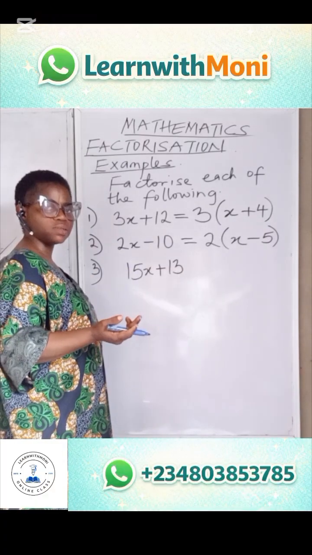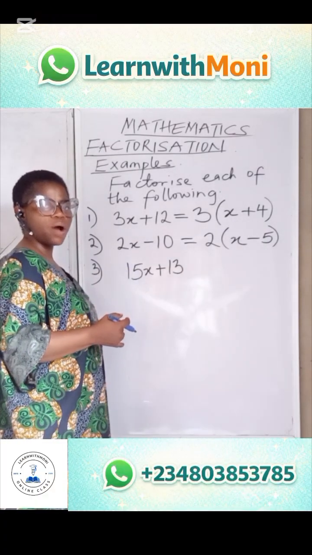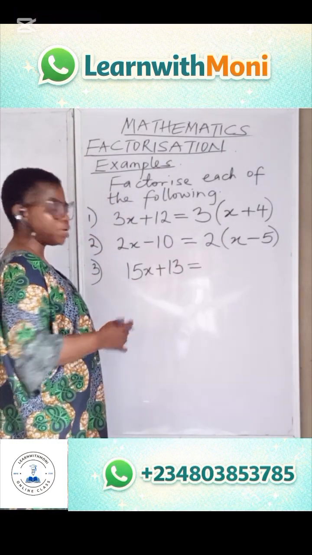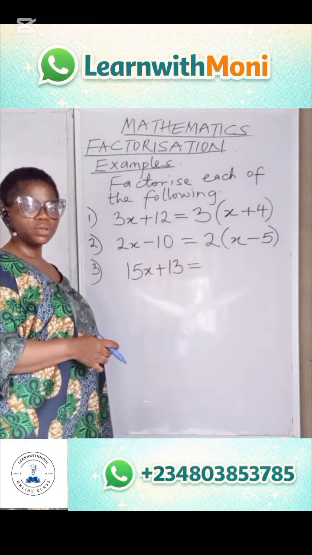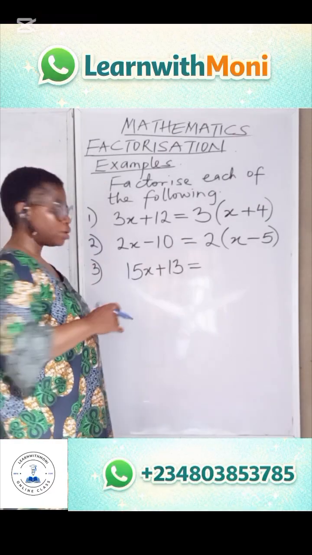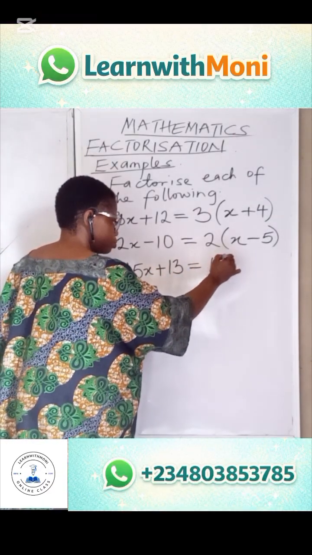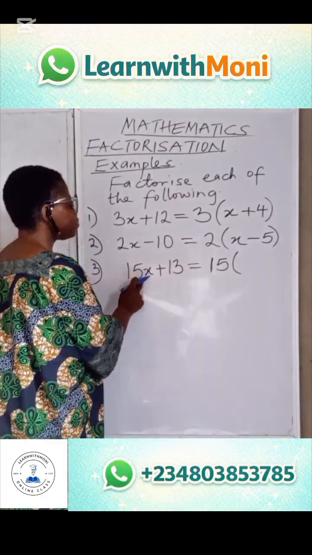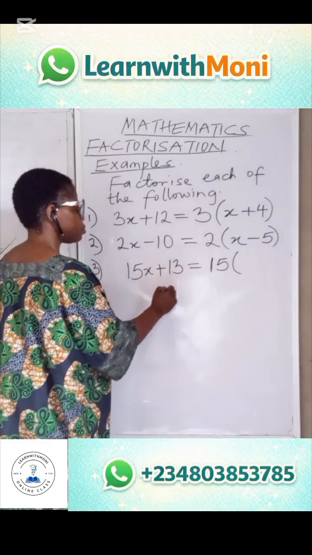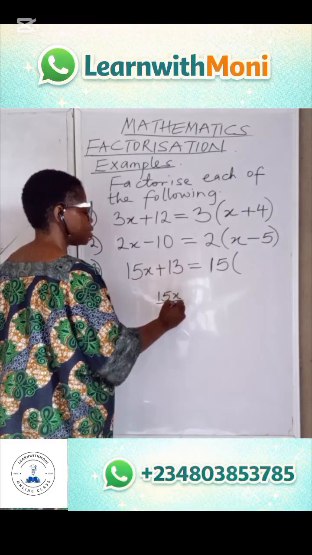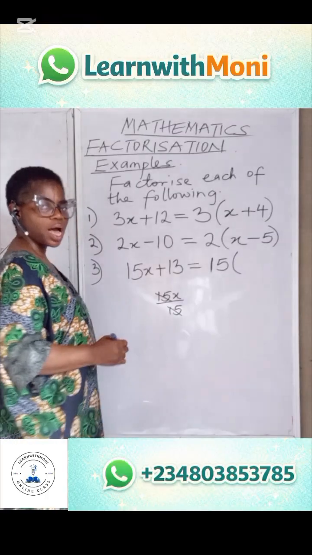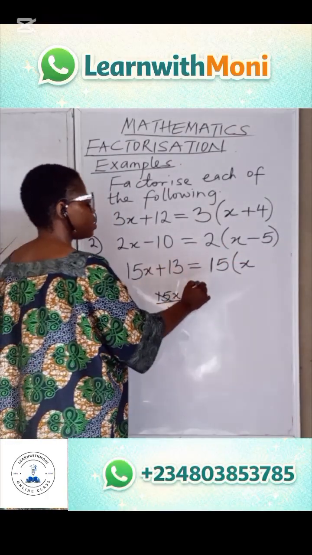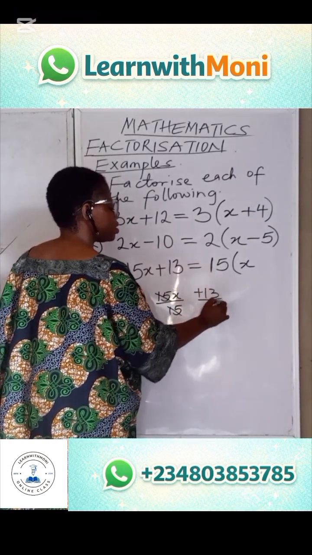So what do I do in this case? I can still factorize. However, let us look at it. I may choose to pick the 15 itself as a factor. When I pick 15 as a factor, inside the bracket, that means I'm going to have 15x divided by 15. 15 divides 15, I'm left with x in the bracket, and now I have plus 13 divided by 15.